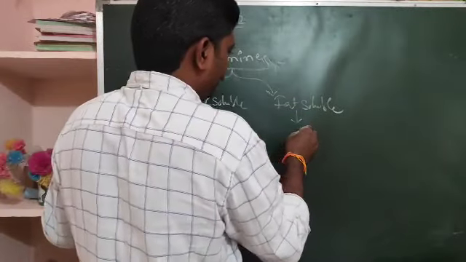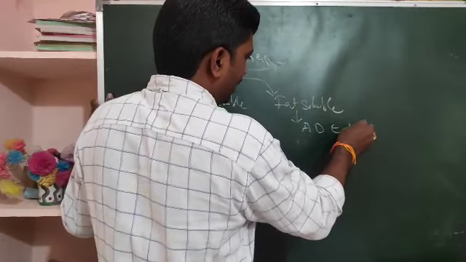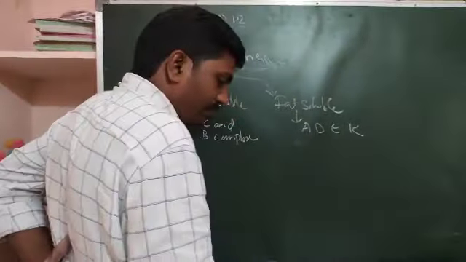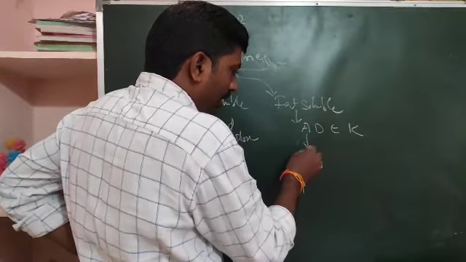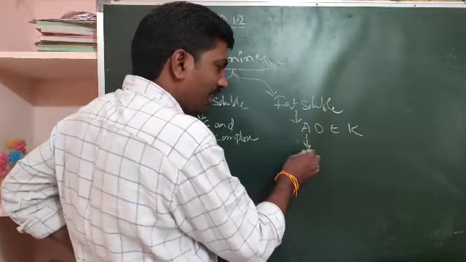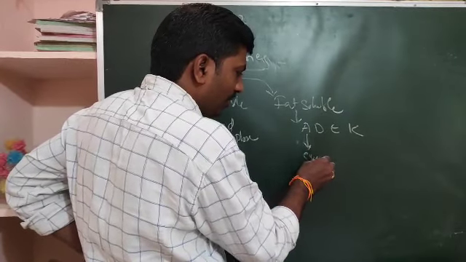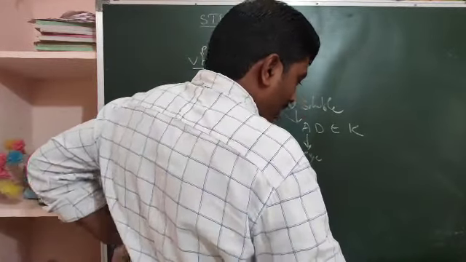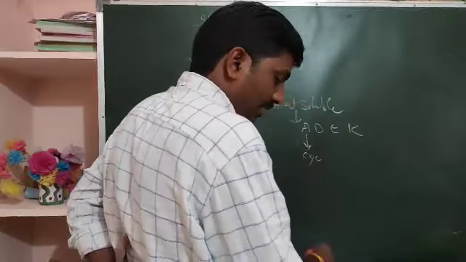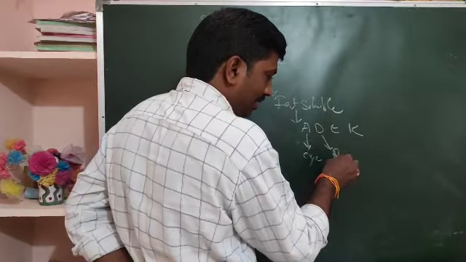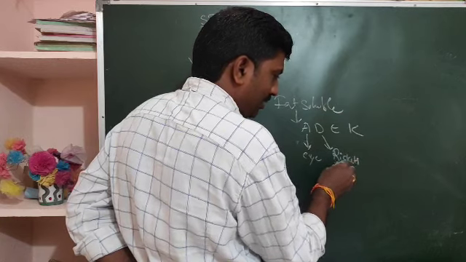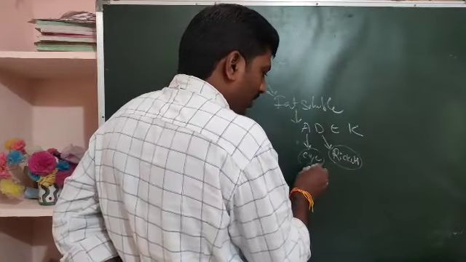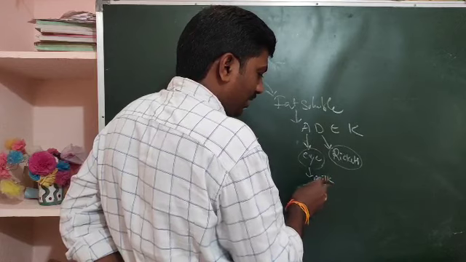Next, A, D, E, K: these vitamins are fat soluble. With deficiency of A, eye problems will come. To rectify this, we should eat milk and fish. Next, D vitamin: rickets will come. Rickets means a bone disease. To rectify that, we eat milk and fish.